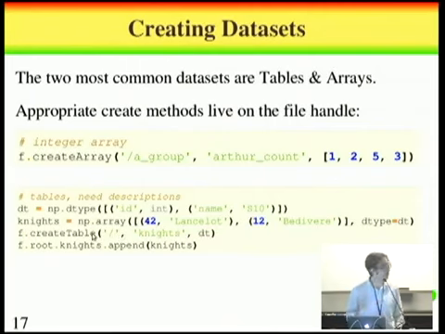Then we can create some data just using a normal NumPy array of this dtype. Here we have Lancelot and Bedivere. And then you just use this create table method on the file again, very similar to what was happening with arrays. You say, okay, I want this to exist on the root group. I want it to be called nights. And you have to pass in the description to that table.